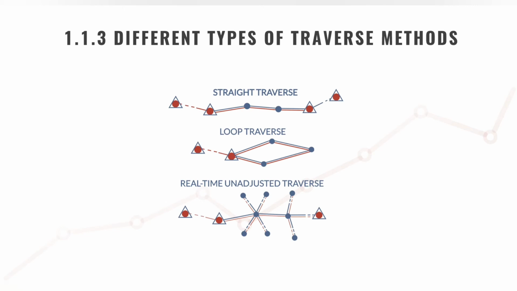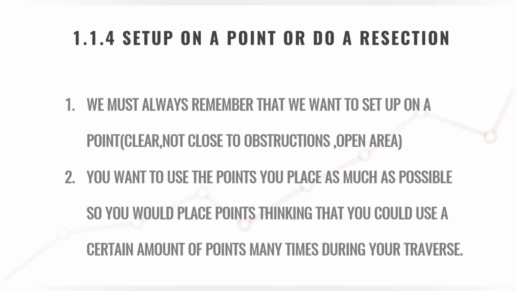Okay, let's go over to the next point. Set up on a point or do a resection. Again, we've got 2 points, so let's quickly just run through them. Point 1 is we must always remember that we want to set up on a point. So when we place that specific point, we need to consider that that point must be clear, not close to any obstructions such as walls, and it must be in an open area.